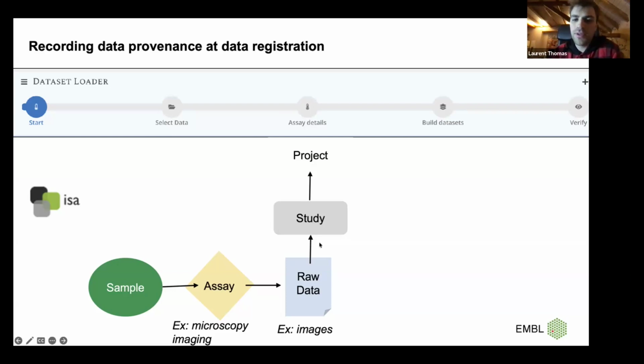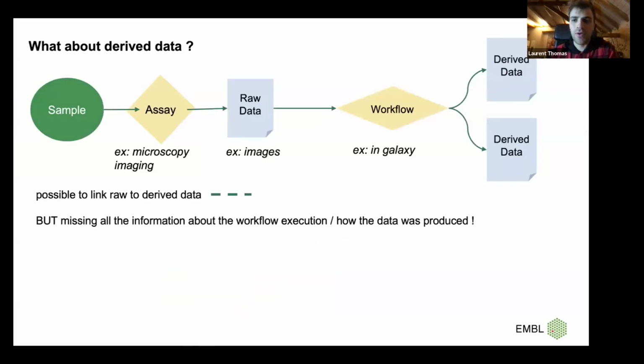The raw data would then be part of a study, which would be a collection of similar data sets, and this study might be part of a bigger project. So let's say your postdoc research project, for instance, or PhD project. This way to model the biological provenance is very similar to the ISA framework, if you have heard of this, which stands for Investigation Study Assay, a proposed framework to describe biomedical research data and provenance.